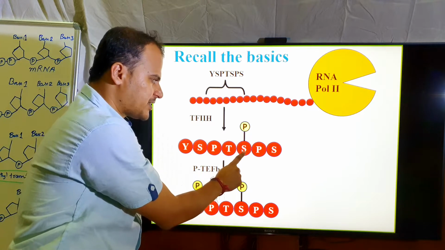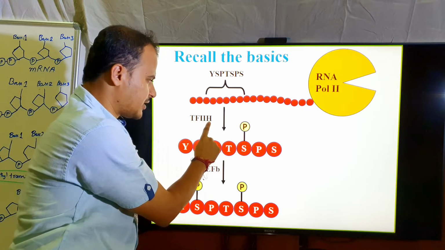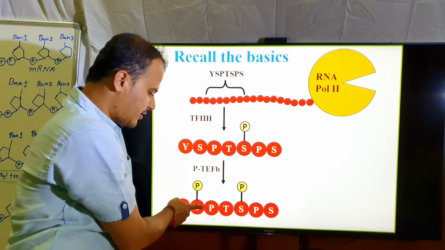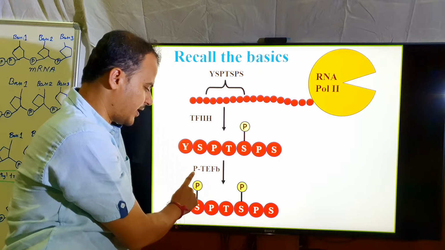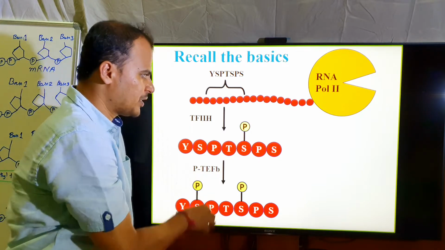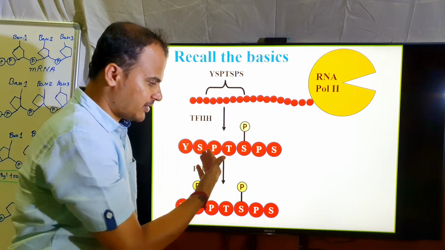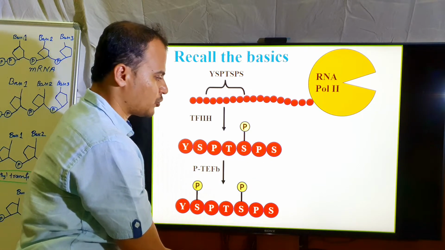So the fifth serine residue is phosphorylated by a transcription factor called TFIIH, and the second serine residue is phosphorylated by another transcription factor called P-TEFb. I will just connect this concept with capping so that you will get to know why exactly I am talking to you about capping.